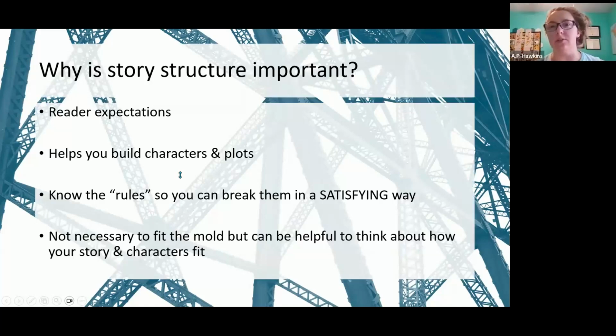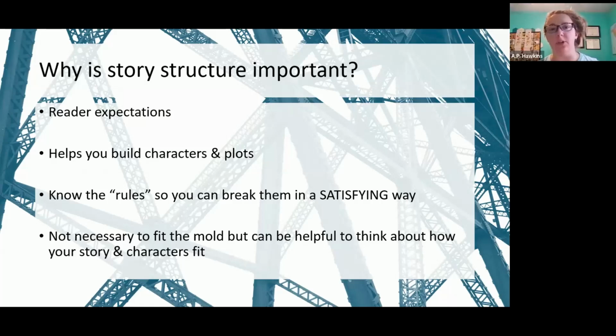So why is story structure important? One of the main reasons that considering story structure when you're writing is important is because of reader expectations. Readers of specific genres, right? They have certain expectations of what that genre is and what books in that genre are, and the general flow of a story and how that story is structured. And a lot of times readers, if those expectations are violated in a way that they don't find satisfying, then they're not really going to like the story. So story structure helps you keep reader expectations in mind when you're writing.